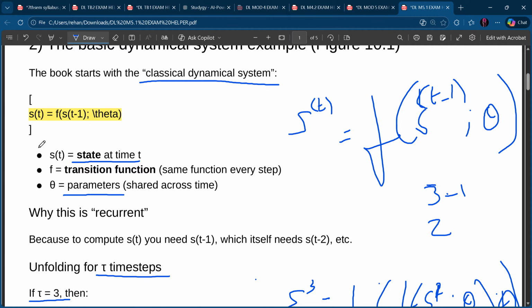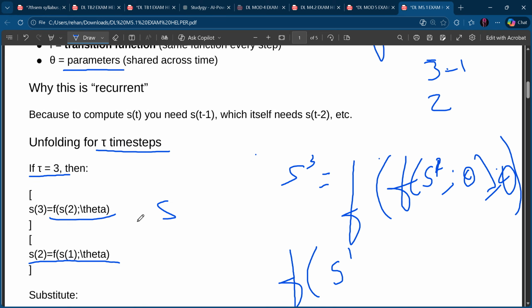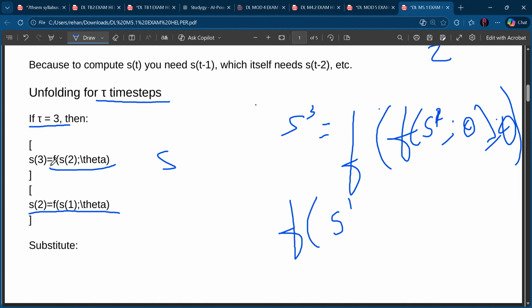Why is this recurrent? Because if you want to compute s_t, then you have to compute s_(t-1). And if you have to compute s_(t-1), then you have to compute s_(t-2). Unfolding for time steps: now we'll take a finite number of steps. We don't know what t is. If t is 3, then what will happen? We have to compute s of 3, which is nothing but f of s_(3-1), theta. 3 minus 1 is nothing but 2.